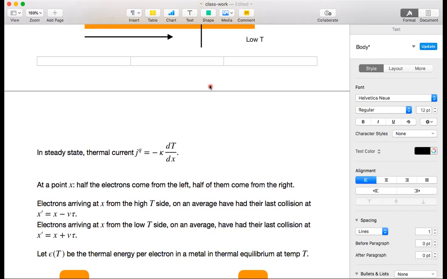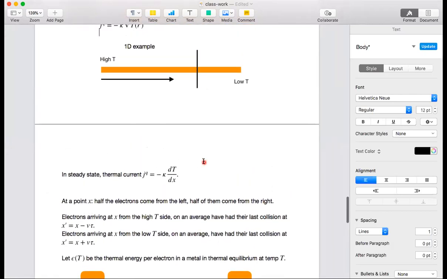Now consider the electrons that are coming from the left, which is the hotter side. How much energy do they carry? It depends on, remember this, one of the basic assumptions of the Drude model, that the thermalization of the electrons happens through collisions with the ions, and if the electrons collide with ions in a region which is hotter, they have higher velocities and carry more thermal energy. That's the idea one is going to use here. So electrons that are coming from the higher temperature side, on average, have had their last collision at some point x prime, which, if x is my point of interest, is at a point x minus v tau. Now tau is this relaxation time.